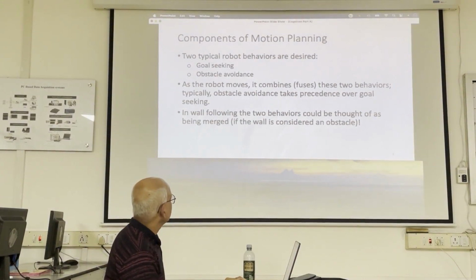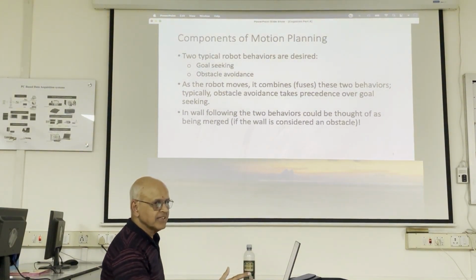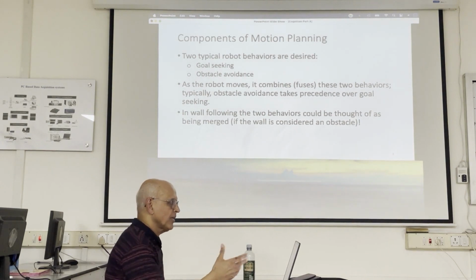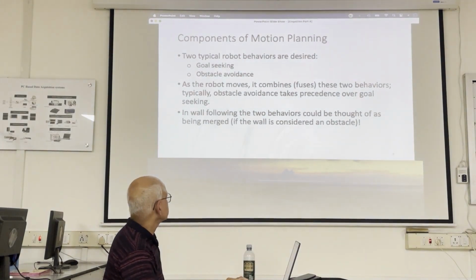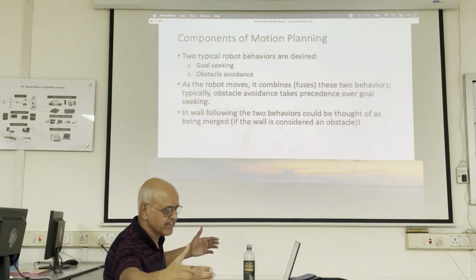So as the robot moves, it has to combine these two behaviors. Typically, obstacle avoidance will take precedence over goal seeking. You cannot run over an obstacle. If you have a tank, you might, but other than that, you have to go around obstacles. You cannot hit them.